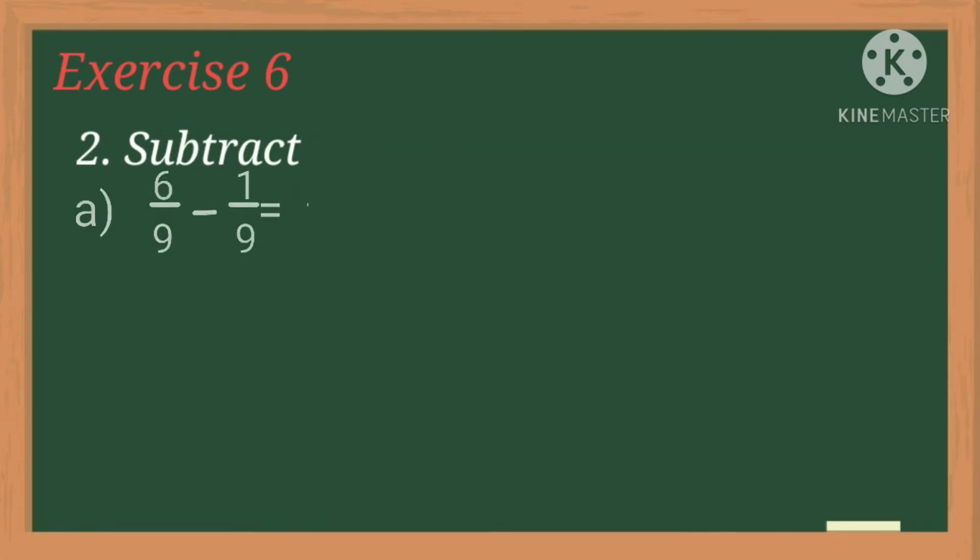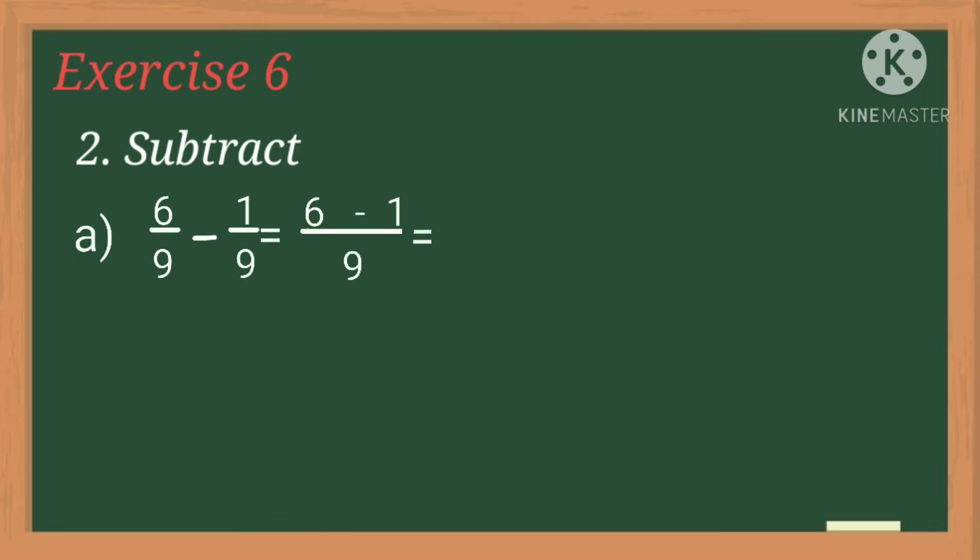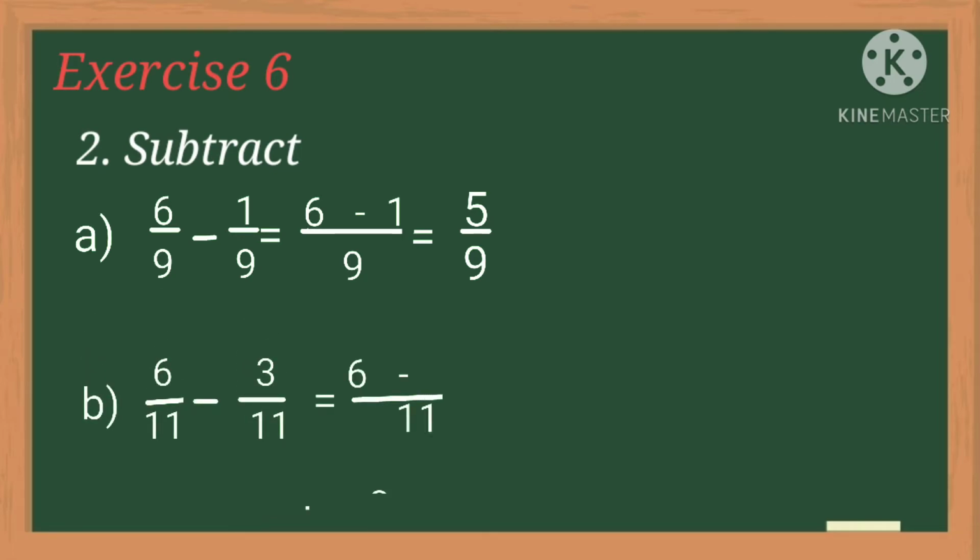And subtracting directly from the fractions, 6 by 9 minus 1 by 9 that is 5 by 9. And the second one, 6 by 11 minus 3 by 11. 6 minus 3 that is 3 by 11. Similarly, you can solve the next one.